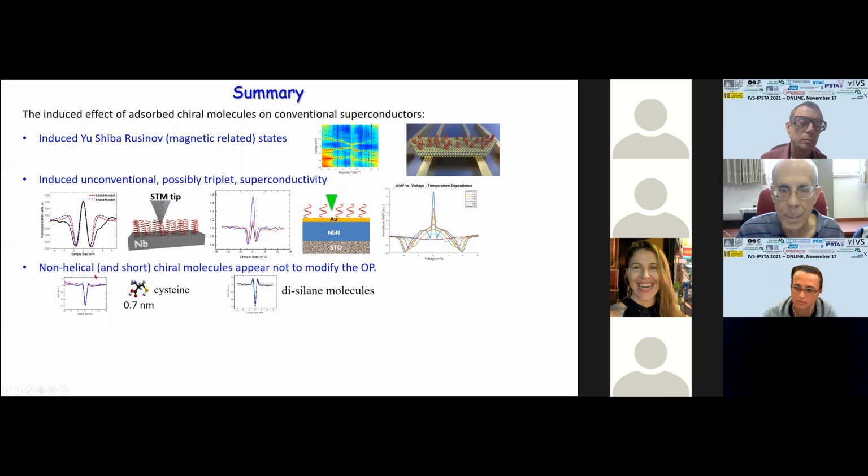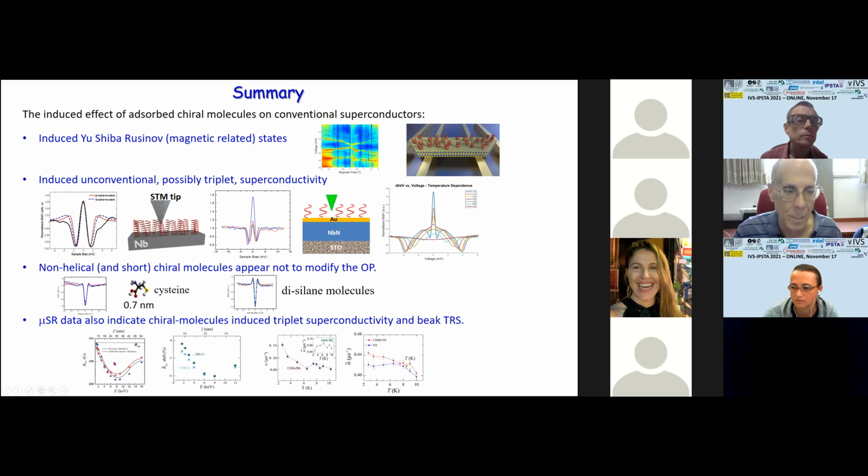And also I did not show you that size matters here, in the sense that it's not enough to have chirality, but helicity is important. For cysteine, which is also chiral but not helical, we did not see any effect. Of course, we did control measurements. I will not show you.